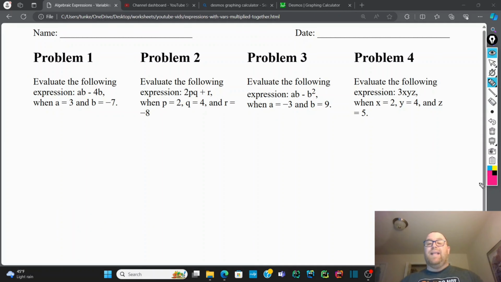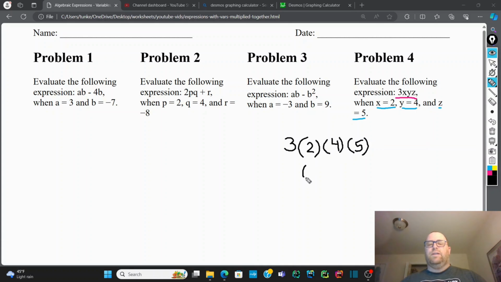Okay, so in this last one, we have the expression 3 times x times y times z. So 3xyz means we're multiplying all these together. And in this case, x is equal to 2, y is equal to 4, and z here is equal to 5. Okay, so we're going to do 3 times x, which is 2, the x value, times y, which is 4, and times z, which is 5.